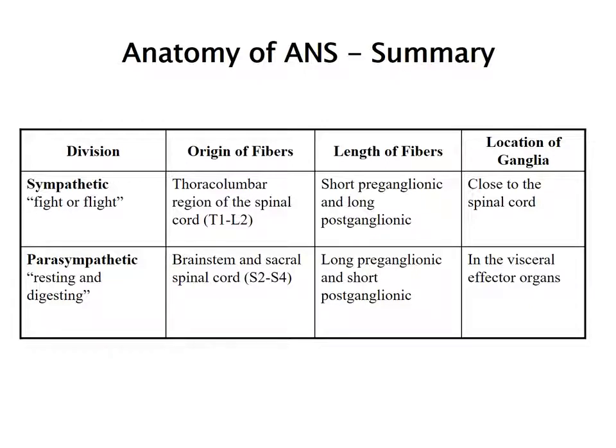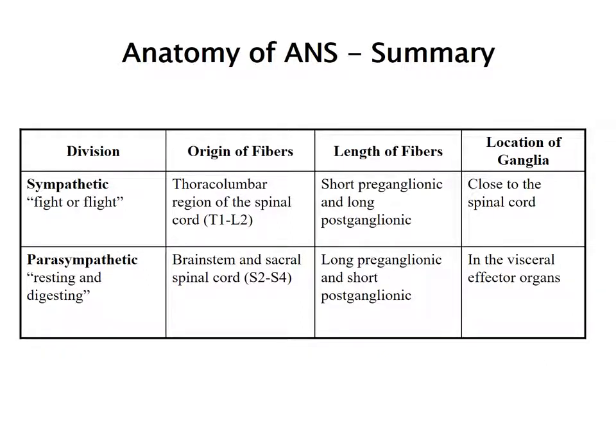Here is a brief summary table outlining the key content we've covered thus far. Recall that the sympathetic division of the autonomic nervous system is the fight or flight division, whereas the parasympathetic division is the rest and digest division. Sympathetics originate from T1 through L2, therefore they are referred to as thoracolumbar, whereas the craniosacral division is another name for the parasympathetic division because it originates from both the brainstem via cranial nerves and the sacral region of the spinal cord from S2 through S4.